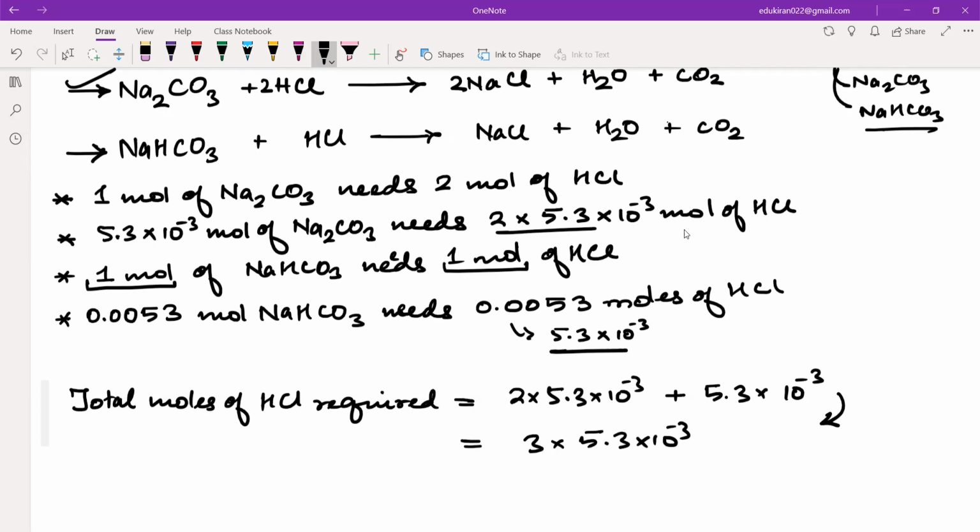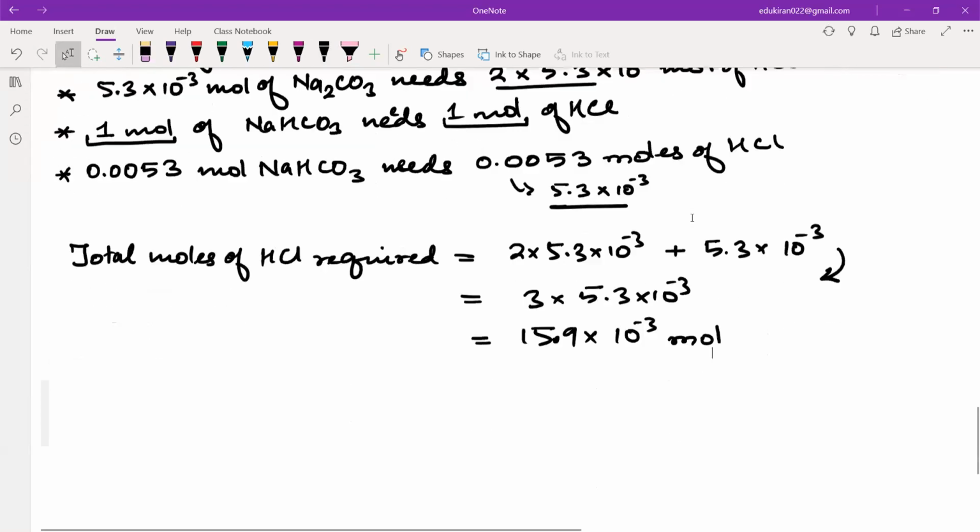All of you understood this math? Yes or no? Please tell me. Yes, take 5.3 as common. 2 plus 1 will be equal to 3, right? Now, what will you get this as? You will get this as 3 into 5.3. 3 into 5.3 will be equal to how much? 15.9. 15.9 into 10 to the power minus 3 moles.